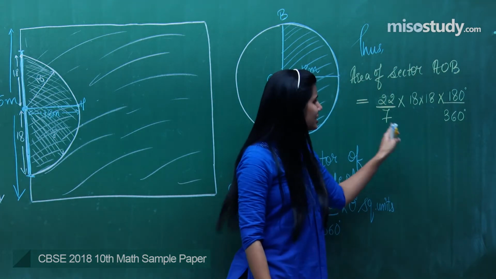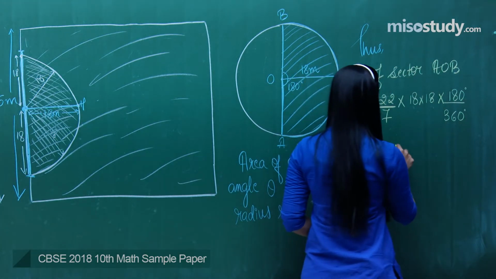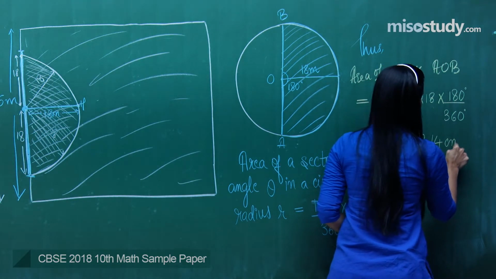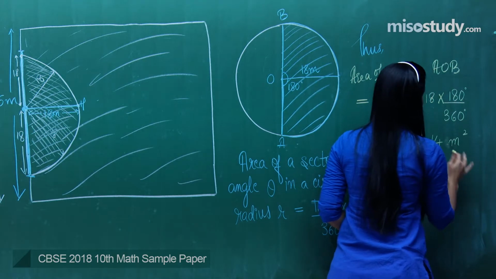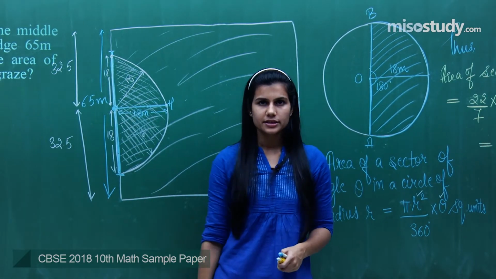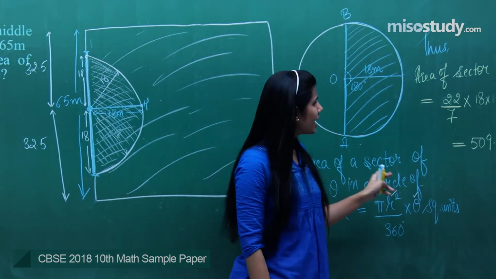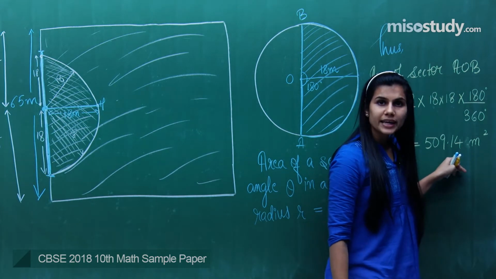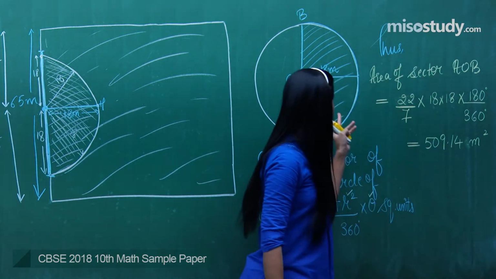That's it. You just need to solve this and find out the answer. You are going to get not centimeters square but meters square, because every unit is given to you in meters. And so 509.14 approximately, you can check that, is coming out to be your area of this sector.